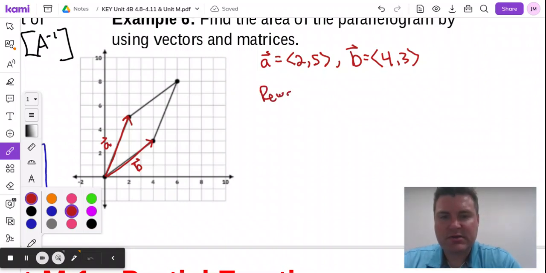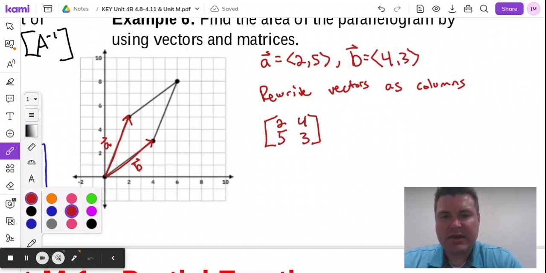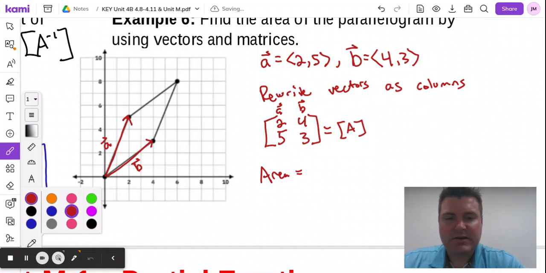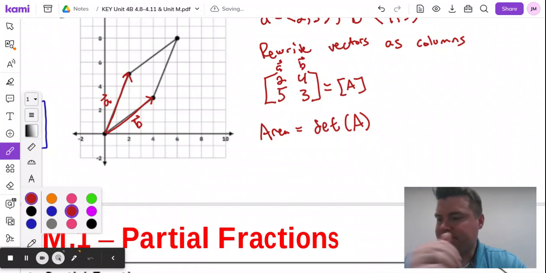So let's rewrite the vectors as columns. So this is going to be 2, 5, and 4, 3. You can see how A is right here, B is right there. Okay, and then let's find the determinant. I'll call this A, just so we have a name for it. And then the area is going to be equal to the determinant of A. Sorry, the absolute value. I was going to say, I want to avoid a negative. It's the absolute value of the determinant.